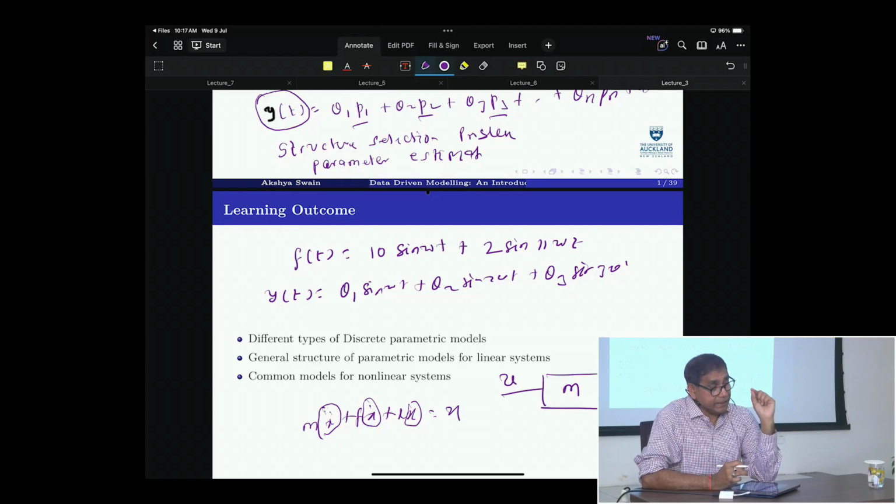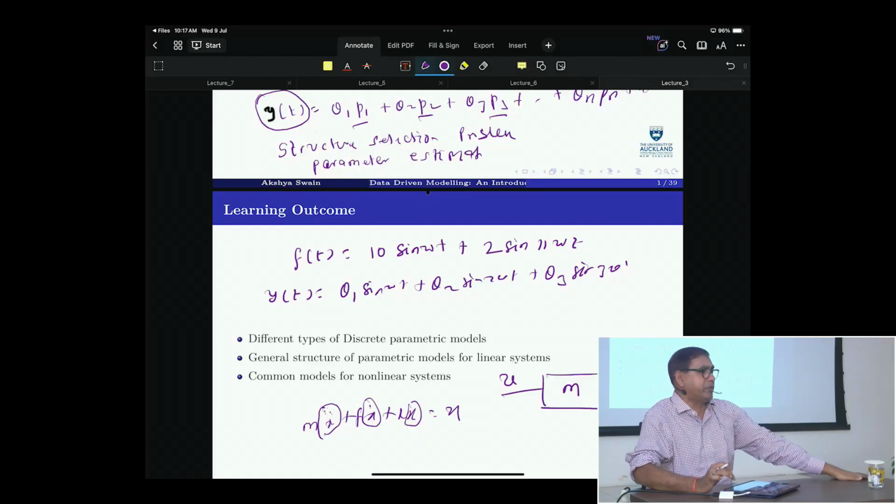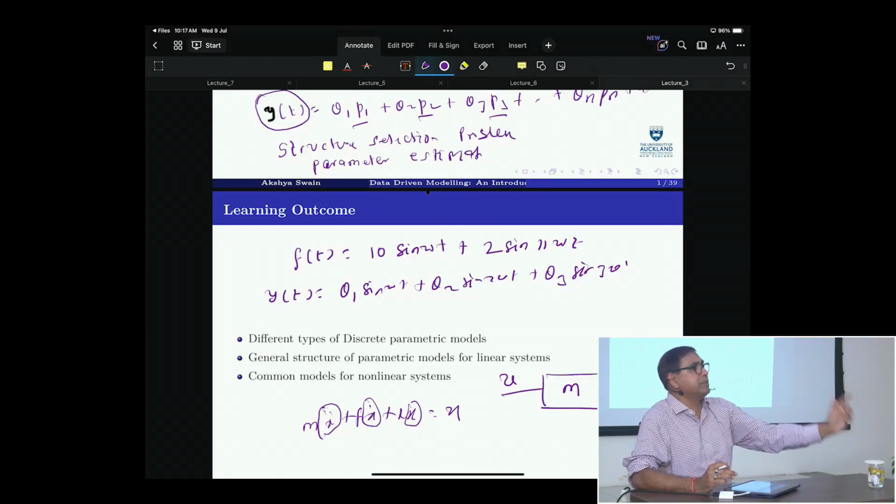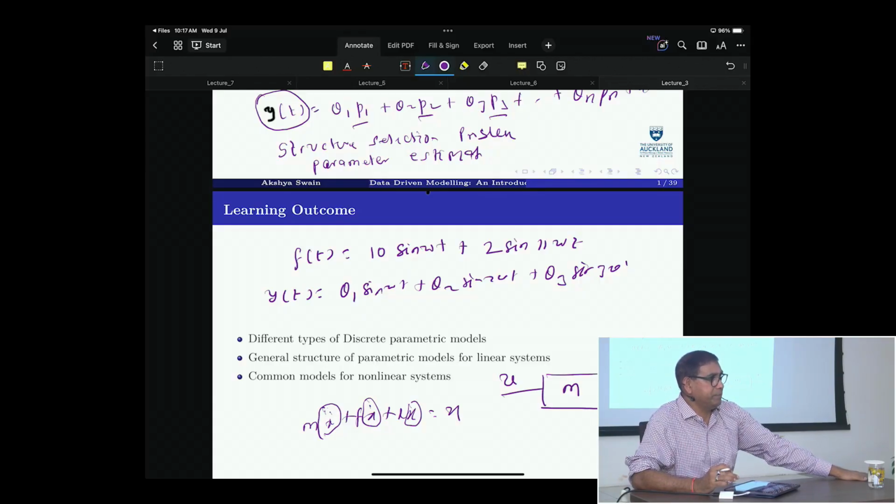And I am not answering that here, because we work in system identification on the structure selection problem, since we know the parameter estimation problem is straightforward. Once you know the structure, it's simple algebra.